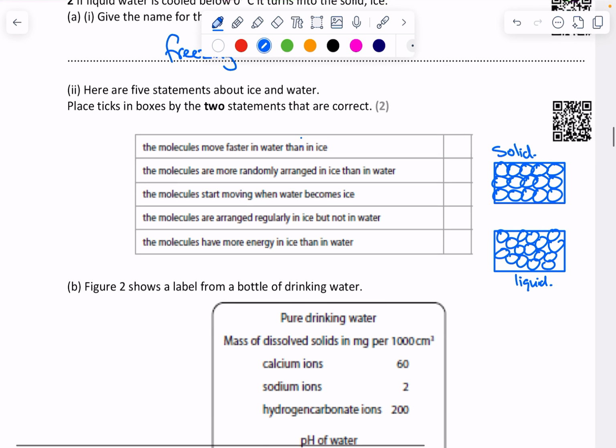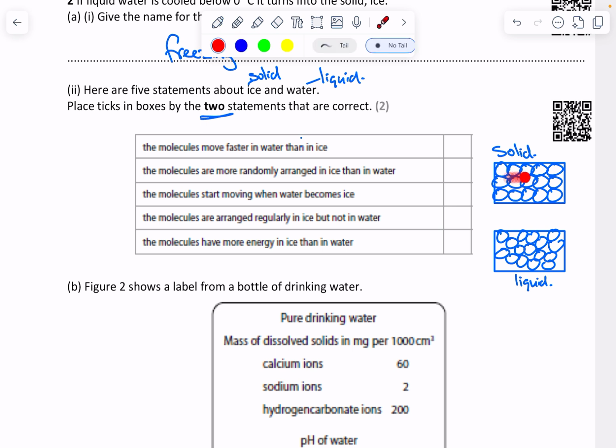Okay, statements about ice and water. Remember, ice is a solid and water is a liquid. So we've got those images in our mind, and we've got to pick two statements that are correct. To help with this, I've drawn models showing you the particles in a solid and then the particles in a liquid. You see we've got nice rows, organized and tight together, and here we've got a bit more random, not rows, they're a bit more spread out. So let's have a quick look at what we've got.